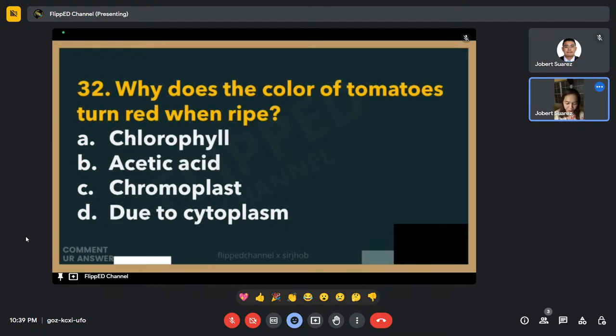Okay, number 32. Nigwak natuto, at least natuto. Next, why does the color of tomatoes turn red when ripe? This one is science. What is the correct answer?